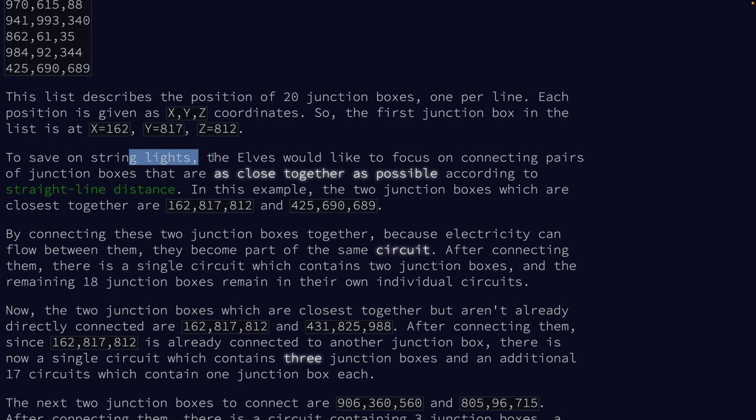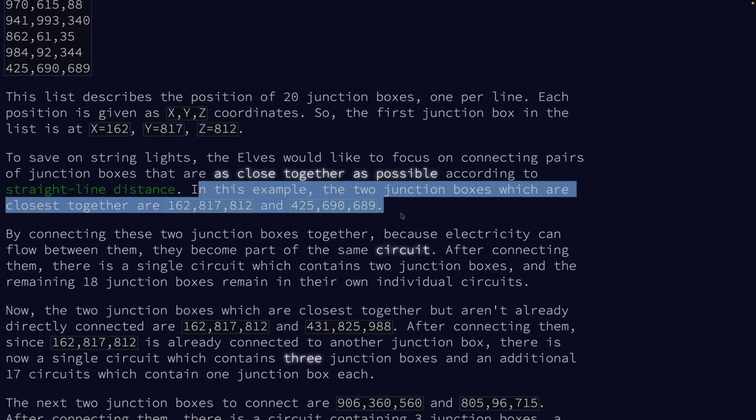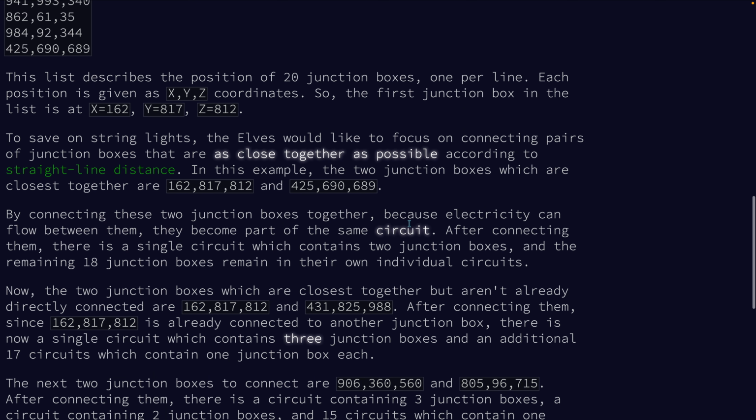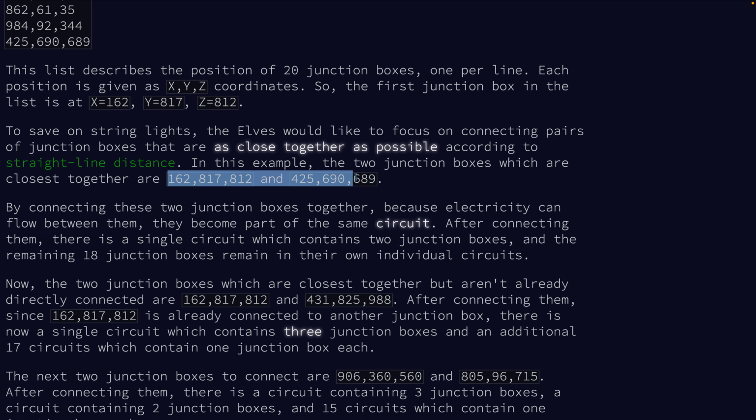Focus on connecting pairs of junction boxes that are as close together as possible according to straight line distance. So, like vec distance vec, which is just subtraction of magnitude. But GLAM here would let us do that with dot distance, which I think is better to read in code. So we'll do that. My guess is that doing this on the full input is going to be prohibitively expensive, but we'll see. In this example, the two that are closest together are these two.